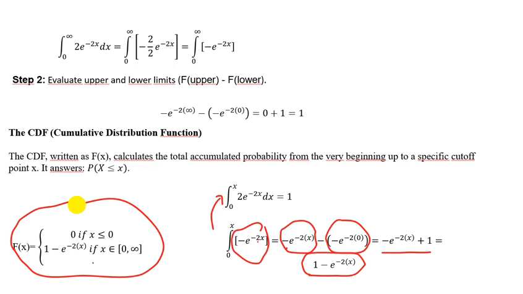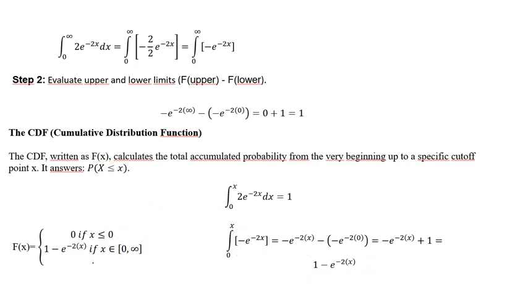So our F(x), which answers P(X less than or equal to a specific value x), equals 0 if our x is below the lower limit, which is 0 here, and it is 1 minus exponential minus 2x if x is between 0 and infinity. Here we don't have the third situation because we don't have anything above the upper limit, which is infinity. So we have only two cases.